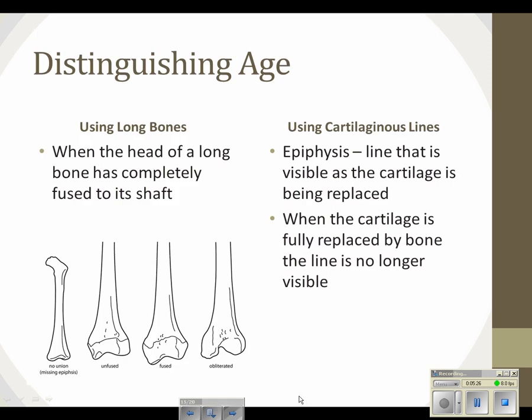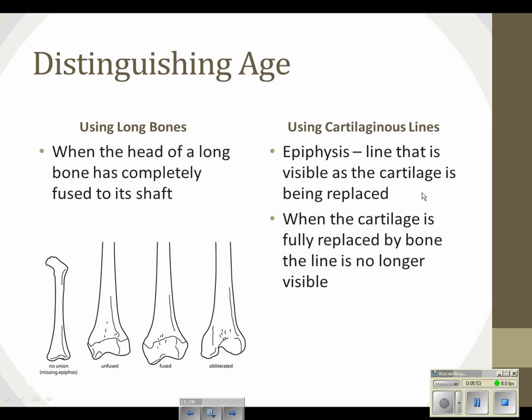And then we can distinguish age from long bones as well. When the head of a long bone has completely fused to its shaft, it will give us different timelines. So they figured out when each one will fuse. You can see the lines here representing there's no union here, and then here you have this other bone that's there but unfused, and then when it's completely fused and then obliterated and broken off.